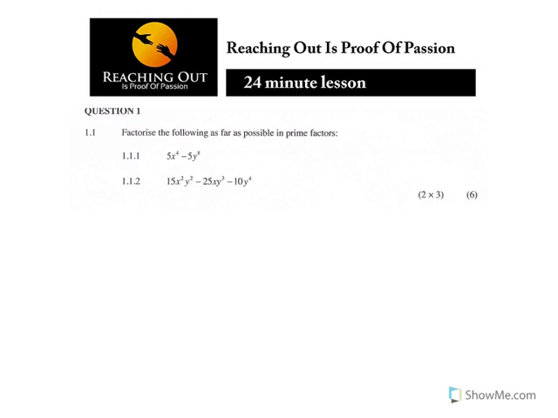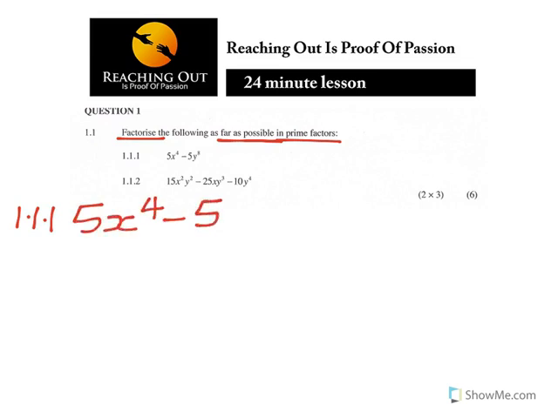It says factorize as far as possible. Now, the first keyword there is factorize, and then the next thing is as far as possible in prime factors, which means if you don't fully factorize, they will penalize you. So now let's start with question 1.1. They gave you 5x to the power of 4 minus 5y to the power of 8.